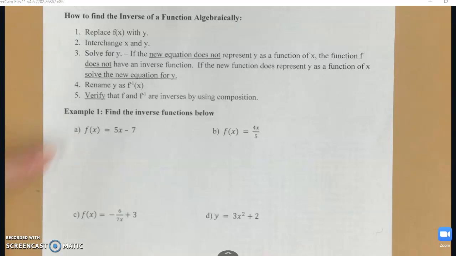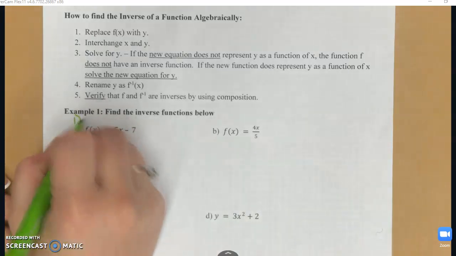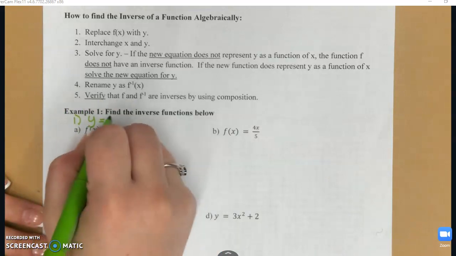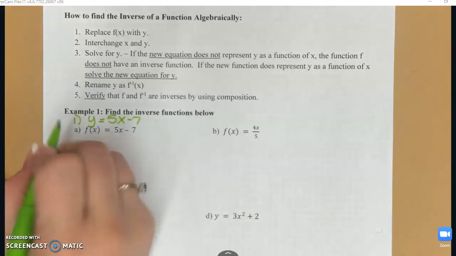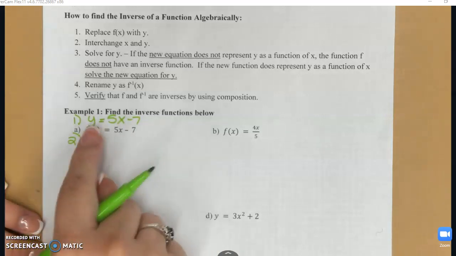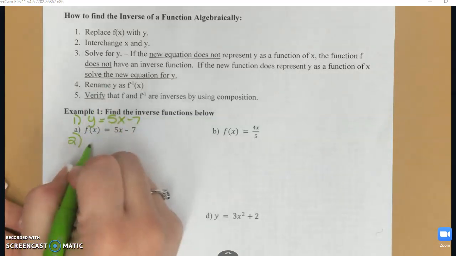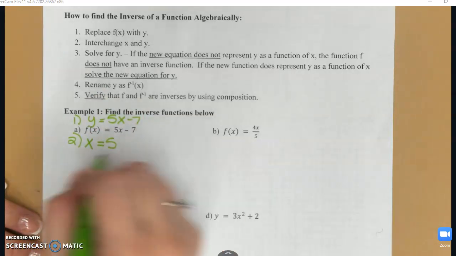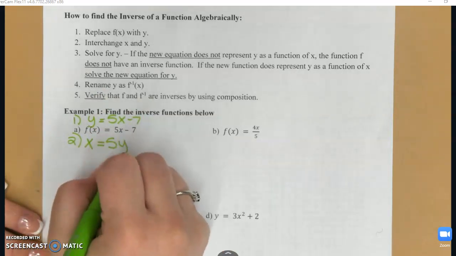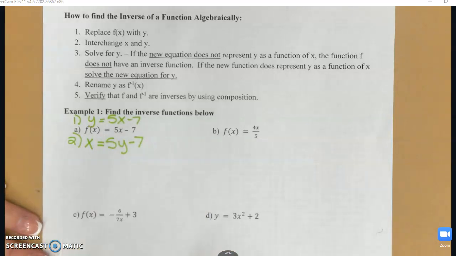So let's start with example A. This is in function notation, so the first thing I need to do is rewrite this as y equals 5x minus 7. And I'm now ready to go to step 2, which means in my equation where I have a y, I'm going to rewrite x, and where I have an x, I'm going to rewrite y. So that's going to be x equals 5y minus 7.